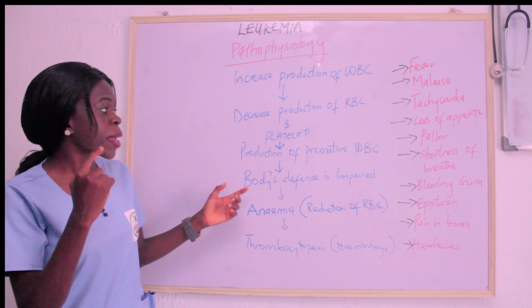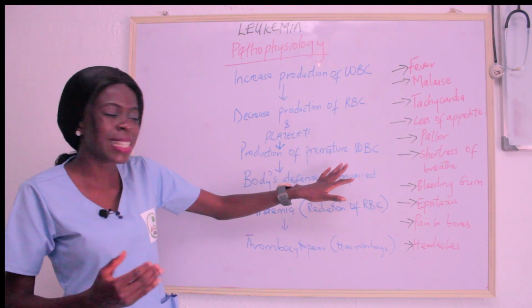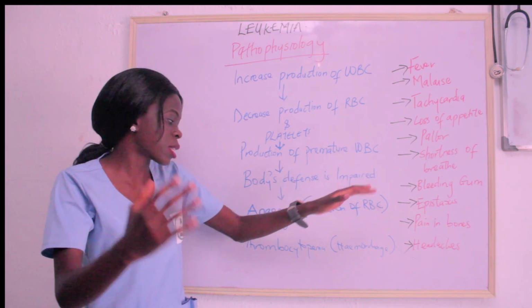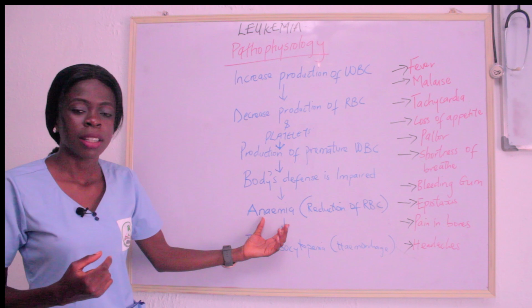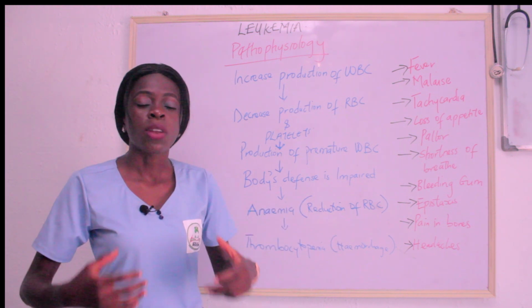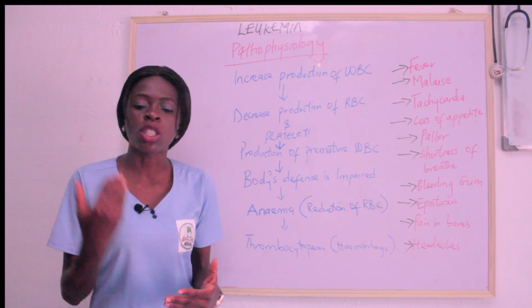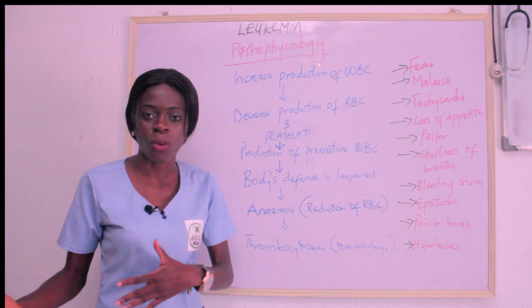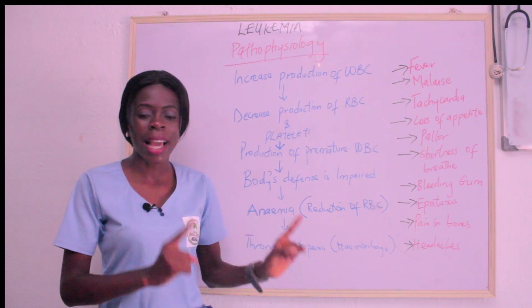And also, because of the production of plenty immature white blood cells, there will be anemia. Reduction of red blood cells. There will be what? Anemia. And we all know that anemia is a reduction in the red blood cell count or the hemoglobin count.